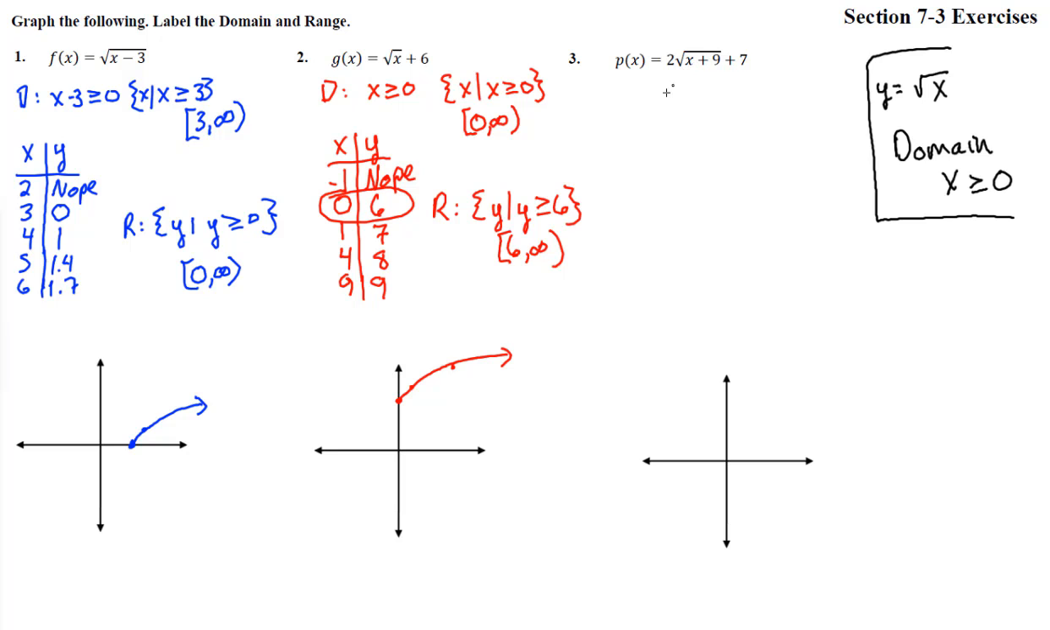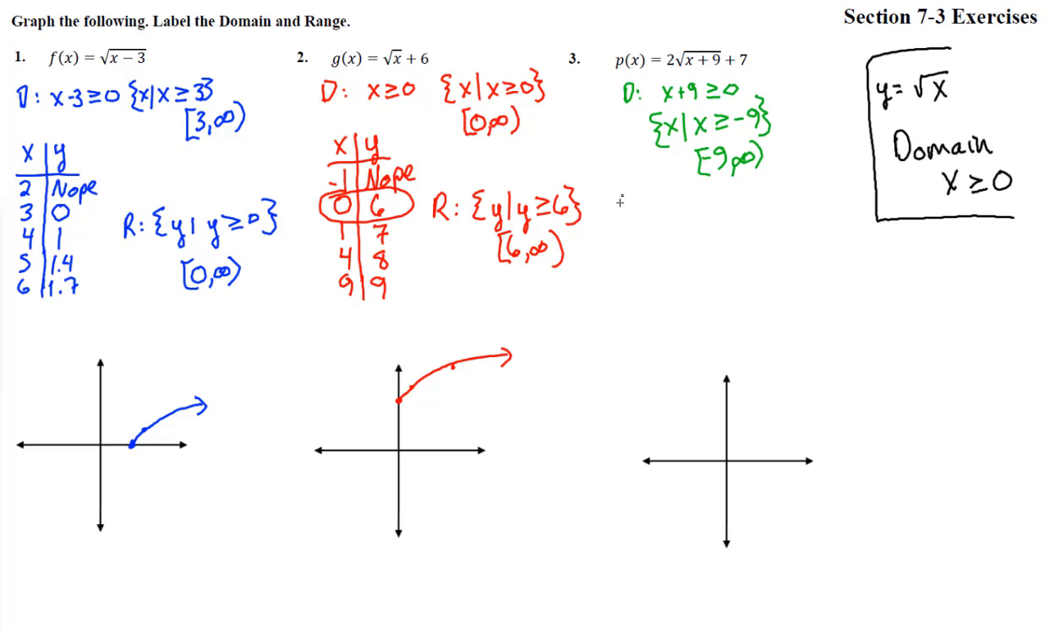Here, we have to make x plus 9 bigger than or equal to 0 for the domain, which if we solve it, we get x bigger than or equal to negative 9. So that tells us what our domain is. Let's go ahead and put it in official set notation, make it look pretty there. Also written as negative 9 to infinity.